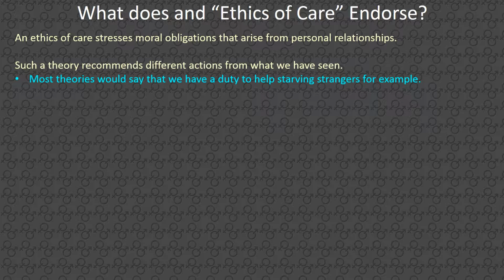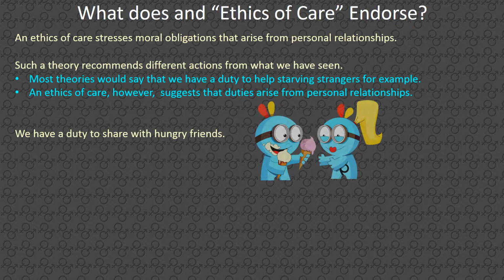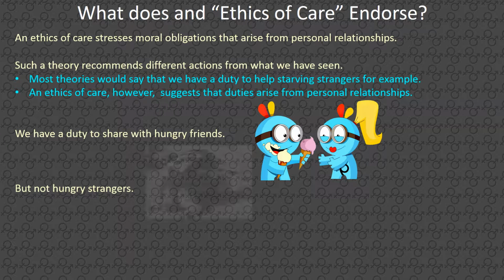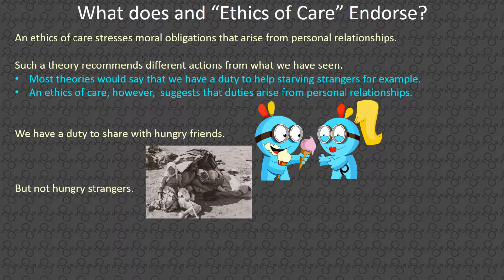One would say this because helping hungry people would maximize happiness, and the other because it is demanded by the categorical imperative. Other ethical theories, such as social contract theory or even divine command theory, are going to say that we have duties to people we do not have direct relationships with as well. But an ethics of caring focuses on personal relationships, not abstract duties to strangers. We have a duty to help hungry friends, but we have no such duty to help hungry strangers.